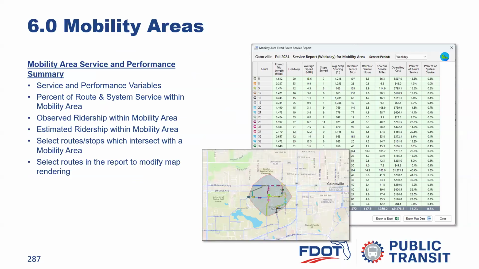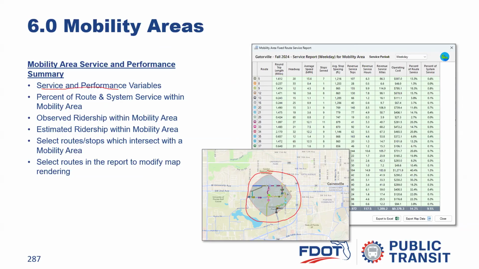Okay, so one of the basic reporting features of mobility areas is a mobility area service and performance summary. So our example here is showing an area. This was probably a 10-minute bike shed from a given location around the University of Florida campus. And what you're seeing in the map is that we ran a service and performance report, and what it does is it shows you the routes that are operating inside of the mobility area. So in this case, there's lots of routes that are operating just in this area.